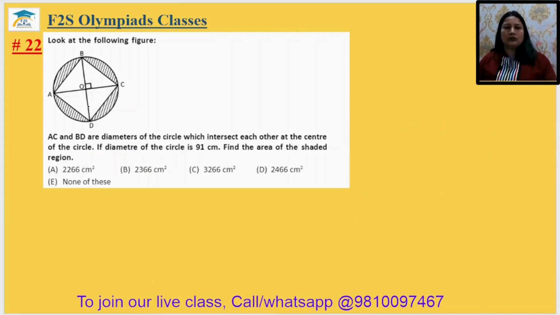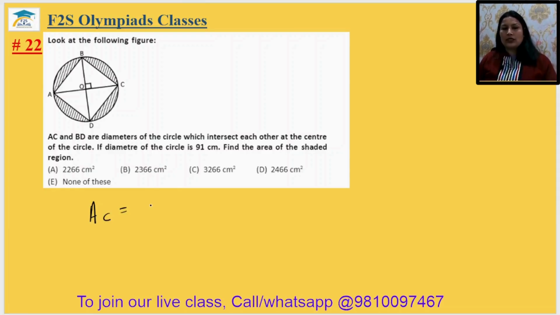Question number 22. Look at the following figure. Okay, it is little bit same as the previous question. Okay, AC and BD are the diameter of the circle which intersect each other at the center of the circle. If diameter of the circle is 91 centimeter, find the area of the shaded region. So here we will repeat the process. What we will do? First we will find the area of the circle.